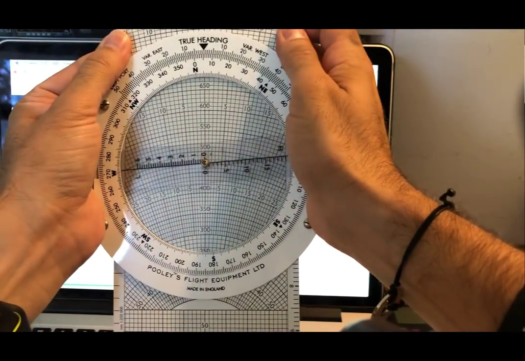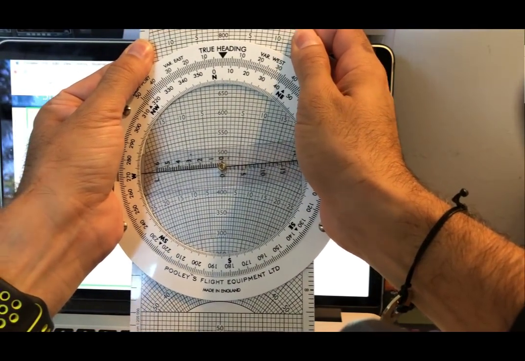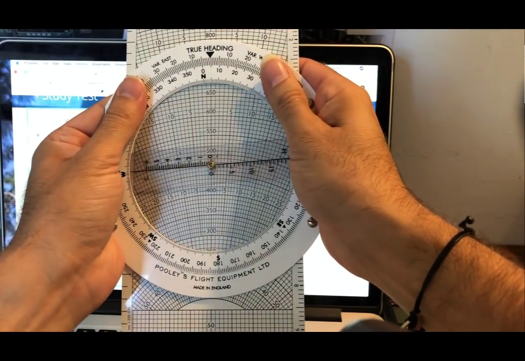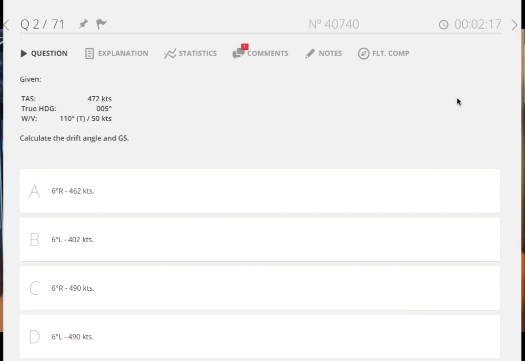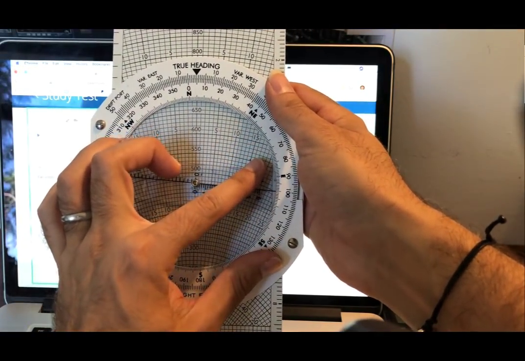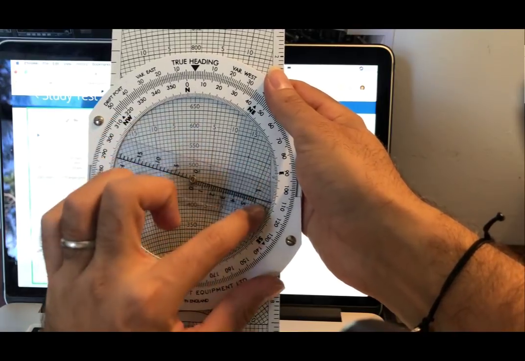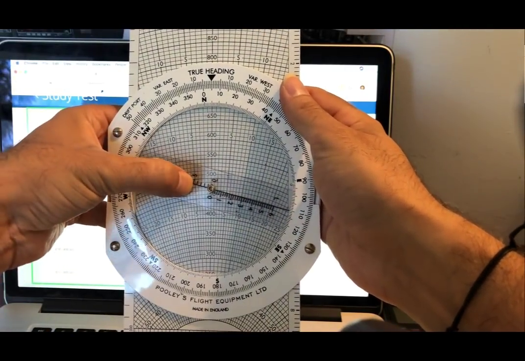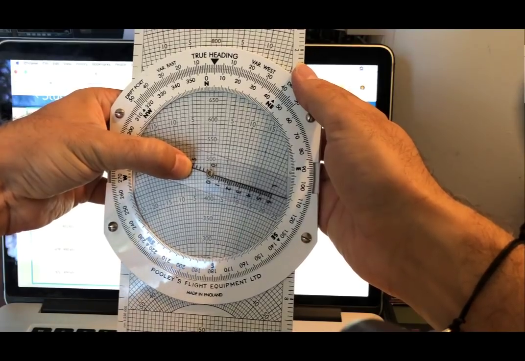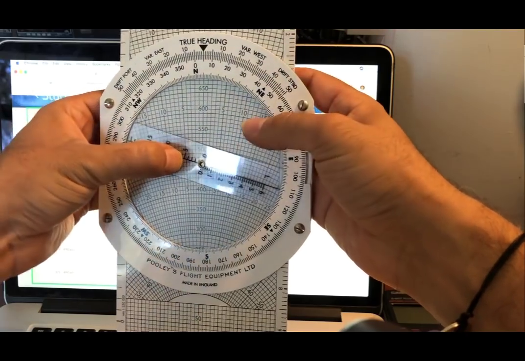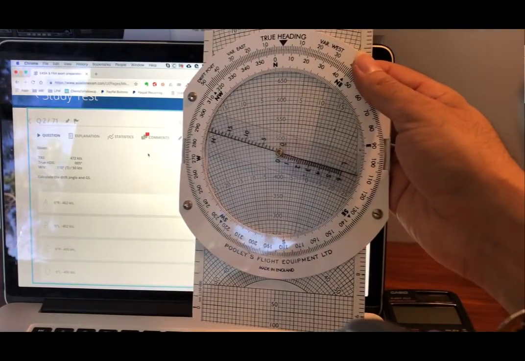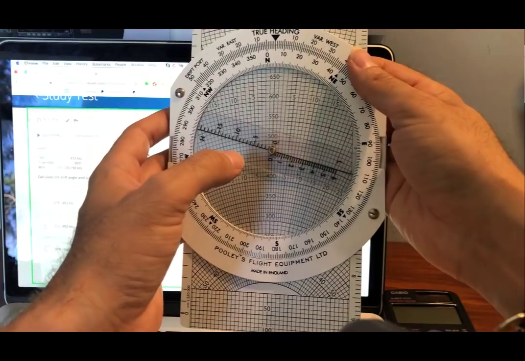472, there's 472 roughly, your TAS. Put the heading of 105, it happened to be up there, I wasn't cheating, it just happened to be there. Wind vector, high speed side, is coming from 110 and 50 knots, so we'll put the 110 over here, so you put the tail on 110, we know it's 50 knots, so we're looking for an answer of around a 6 degree left drift and about 50 knots.